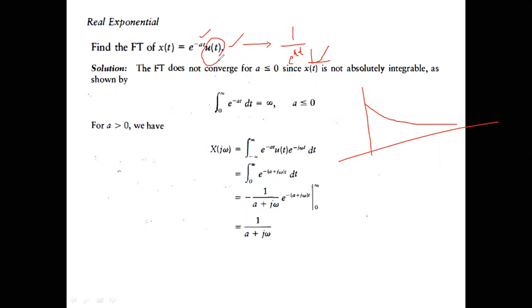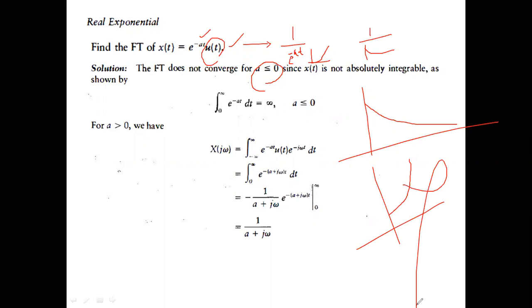But what will happen if a is less than 0? If a is less than 0, say minus 0.5 or minus 1, then what's going to happen? I will get a minus sign here. So 1 divided by a decaying exponential, right? Because you get a minus sign here. 1 divided by a decaying exponential will give you a non-converging growing exponential on the right side. So for this particular thing, the Fourier transform does not exist.